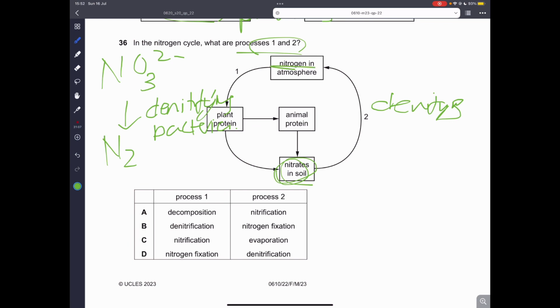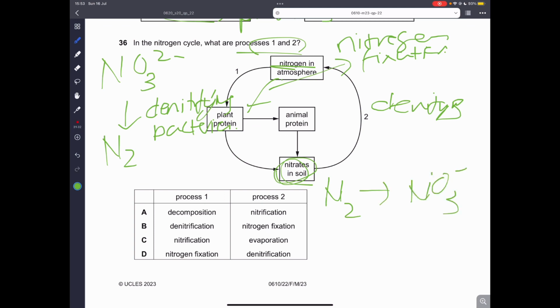So the nitrogen from the atmosphere turns into plant protein. Now this is called nitrogen fixation. This is done by nitrogen fixing bacteria. They convert the N2 in the air to NO3 in the plants. So it is D.